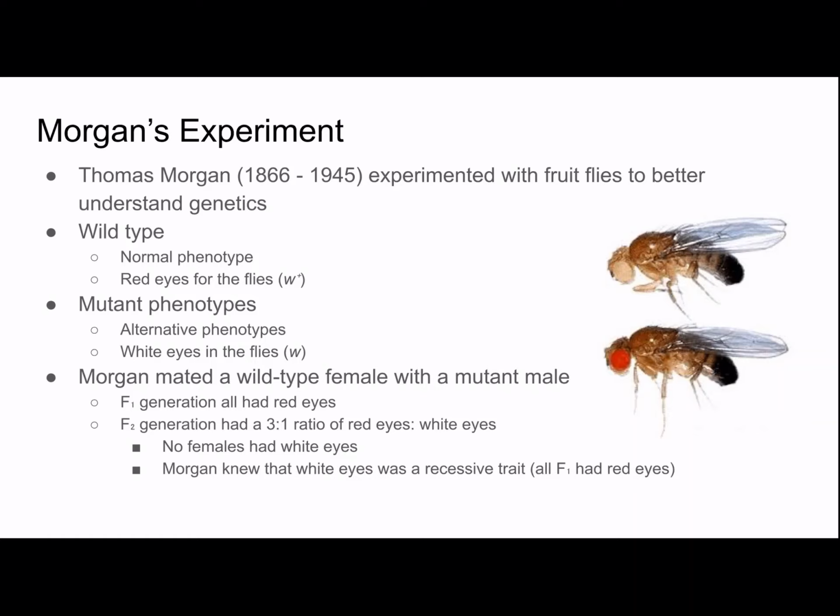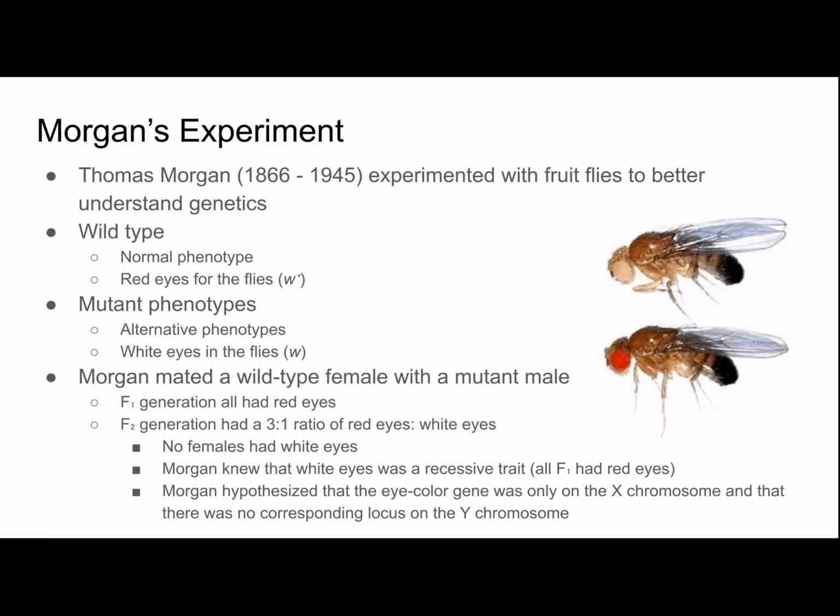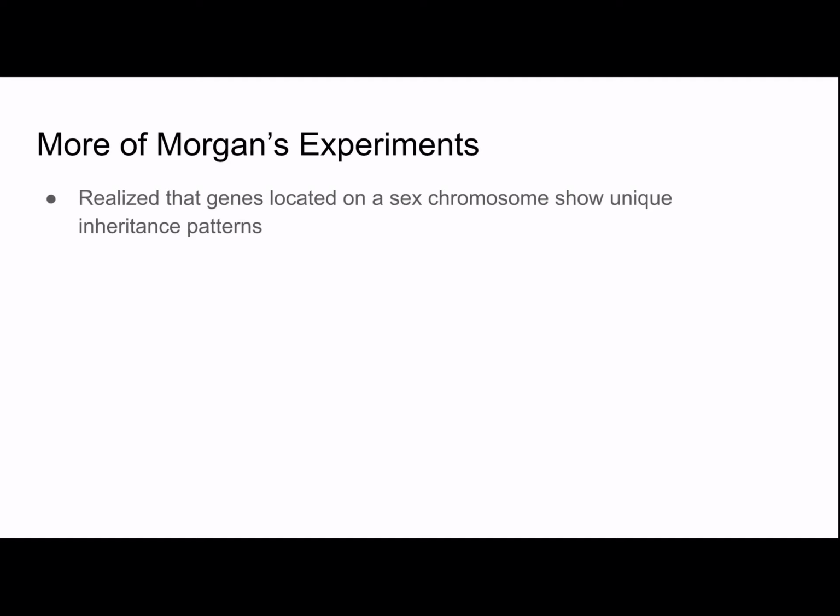He knew that white eyes was a recessive trait because all of the F1 progeny had red eyes, none of them had white eyes. And he hypothesized that the eye color gene was only on the X chromosome, and that there was no corresponding locus on the Y chromosome because all of the offspring that had white eyes were male. So because of that experiment, he realized that genes located on a sex chromosome show unique inheritance patterns and don't necessarily follow Mendelian patterns.